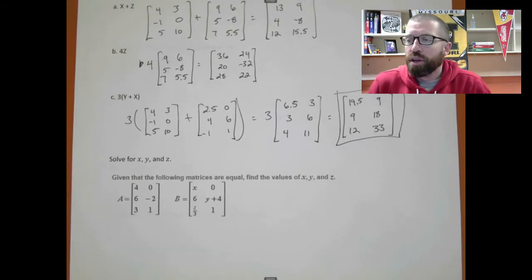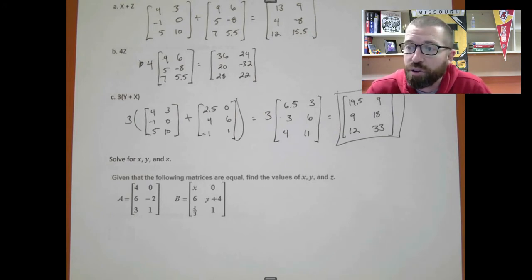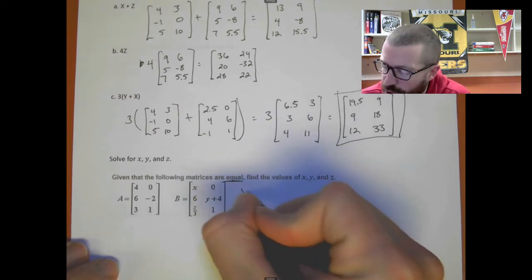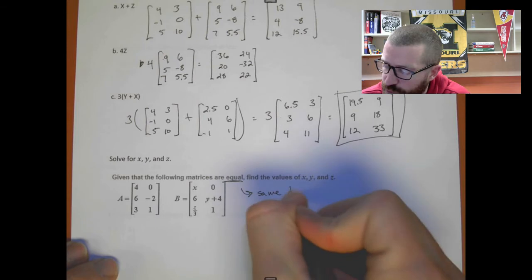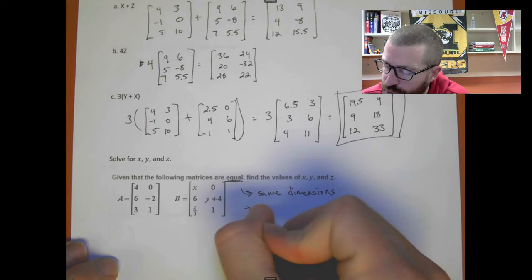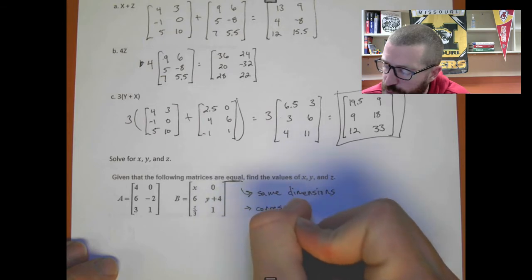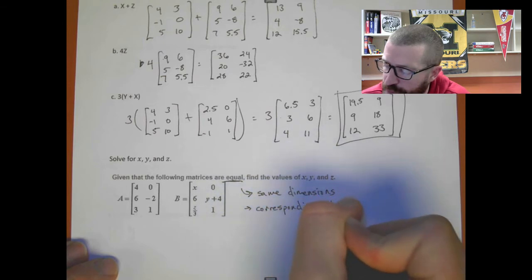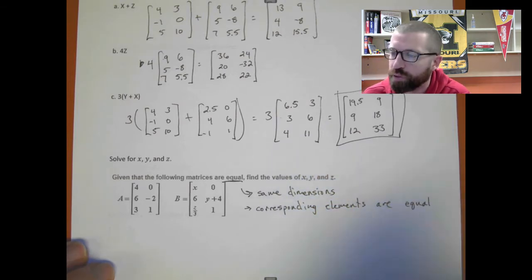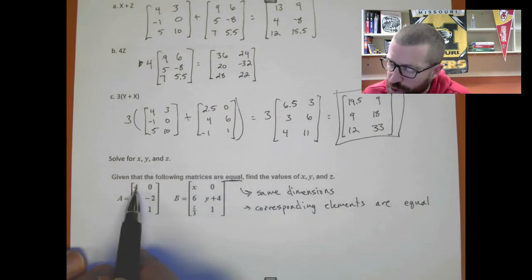Okay, in this next example, for solving for x, y, and z, it's given that the following matrices are equal. So if matrices are equal or equivalent, that means the same dimensions. And it also means corresponding elements are equal. So you can see some of these without the variable. So 0 is the same as 0 because it's the same spot. 6 is the same as 6.